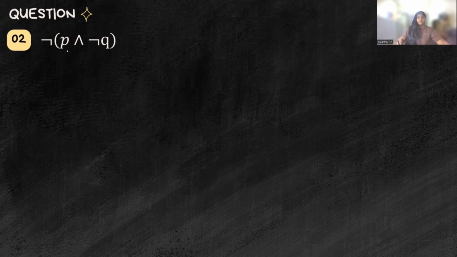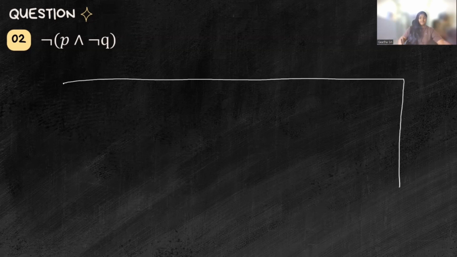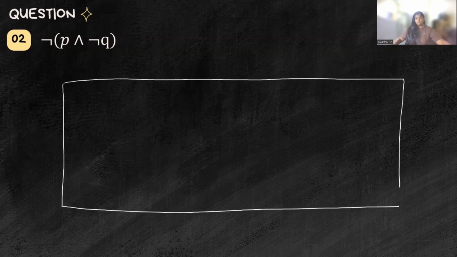Question number 2 is the one with brackets. First of all, before we start to do the bracket or non-bracket one, we have to create our truth table.